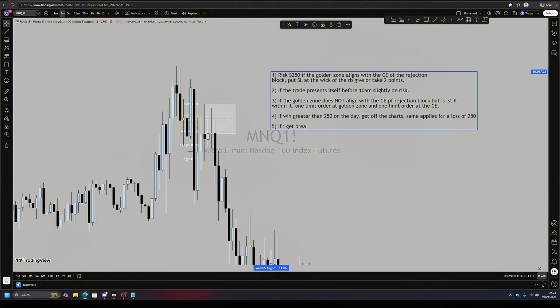If I get break even on a trade, I can look for another setup with the exact same risk. That's pretty self-explanatory, but the reason I say the exact same risk is because let's say I trade with a $150 risk and I lose. That means I can look for another trade, but I'm going to de-risk and maybe risk $100 rather than 150.